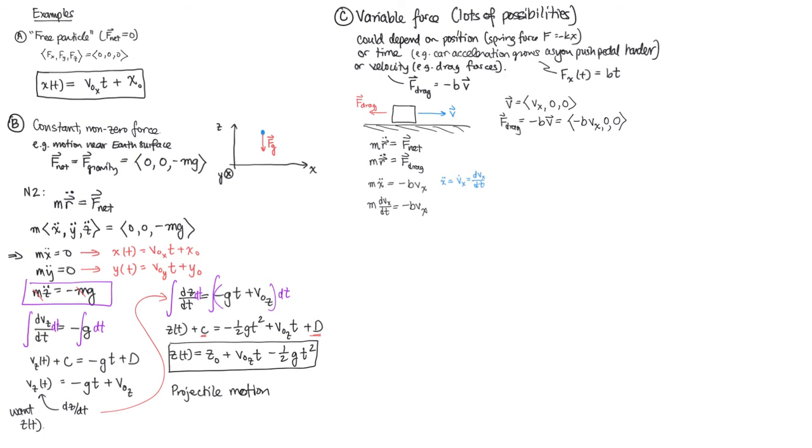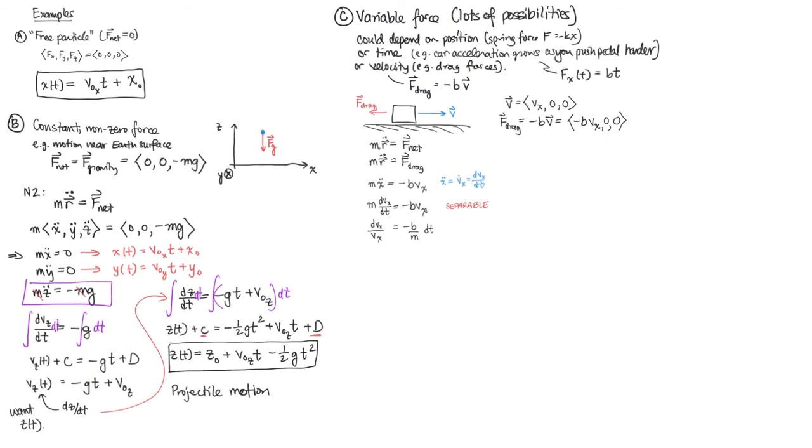You might notice that this is a separable equation. So what do I mean by separable? Well, we can pull all of the velocity content to one side and all of the time content to the other. And so we have something that looks like this. I'll divide both sides by m, so on the right, I'll have b over m. Then I'm going to divide both sides by v, so on the left, I'll have dv_x over v_x, and then I'll move the dt to the right.